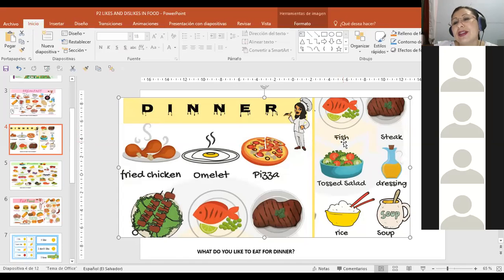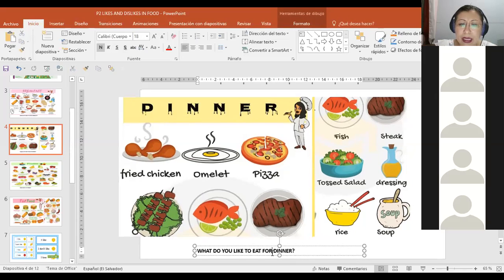Repeat, fish. Steak. Toast salad. Dressing. Rice. Soup. And of course, there are many other meals that maybe you like that they are not included in this slide. Okay, what do you like to eat for dinner, or maybe it can be for lunch? For lunch, or dinner. Very good.